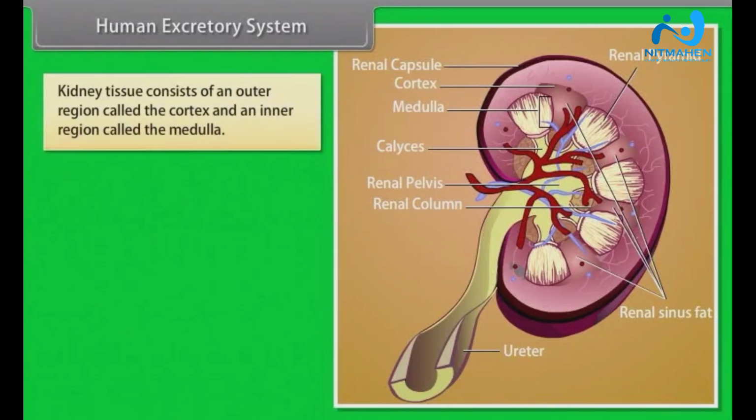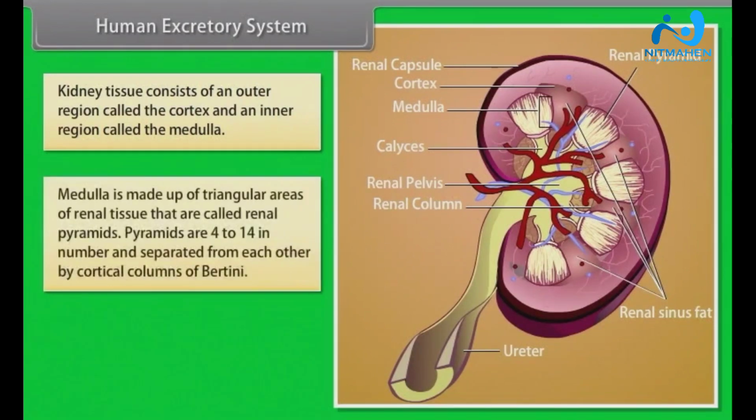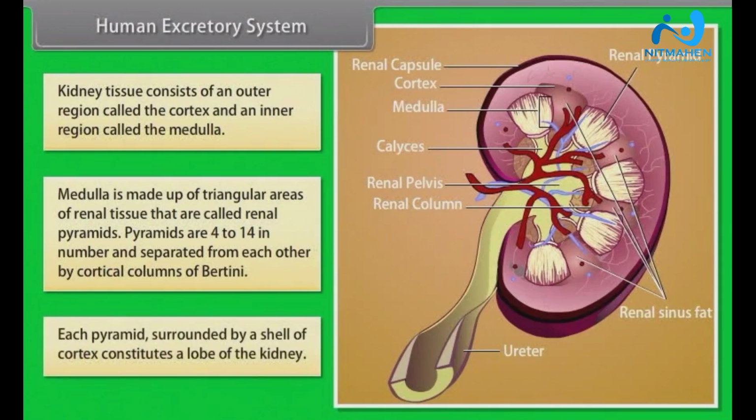Kidney tissue consists of an outer region called the cortex and an inner region called the medulla. The medulla is made up of triangular areas of renal tissue that are called renal pyramids. Pyramids are 4 to 14 in number and separated from each other by cortical columns of Bertin. Each pyramid, surrounded by a shell of cortex, constitutes a lobe of the kidney.